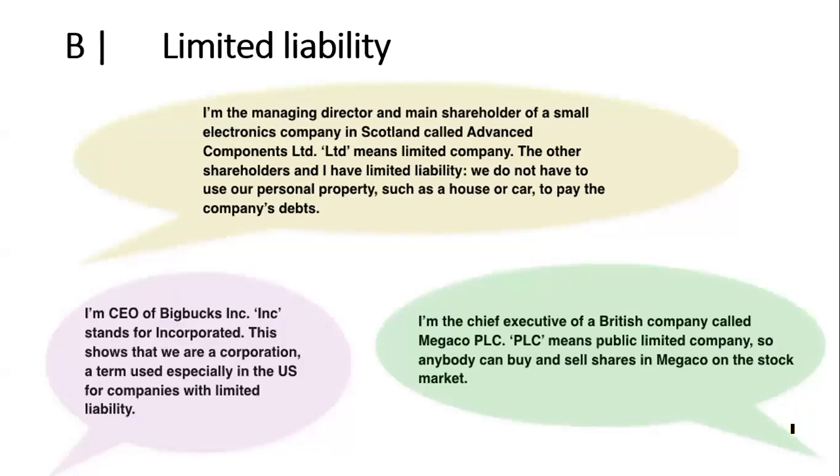I am the managing director and main shareholder of a small electronics company in Scotland called Advanced Components Limited. Limited means limited company. The other shareholders and I have limited liability. We do not have to use our personal property, such as a house or car, to pay the company's debts.